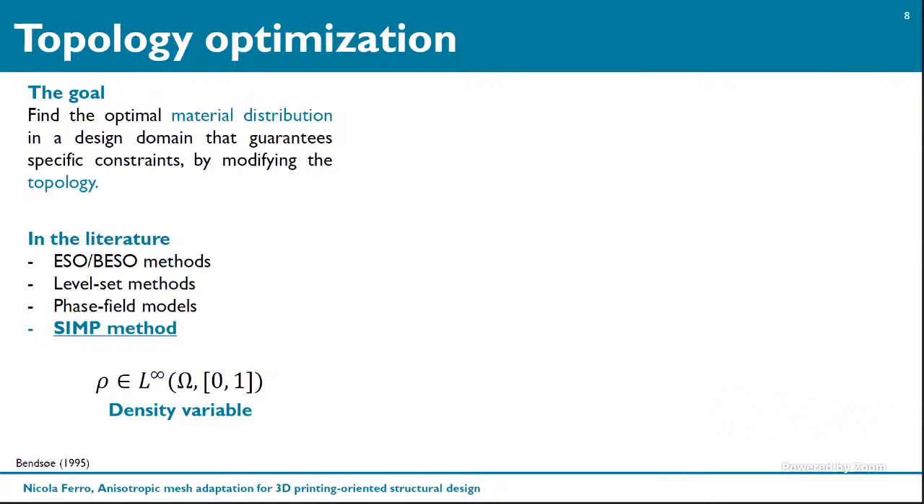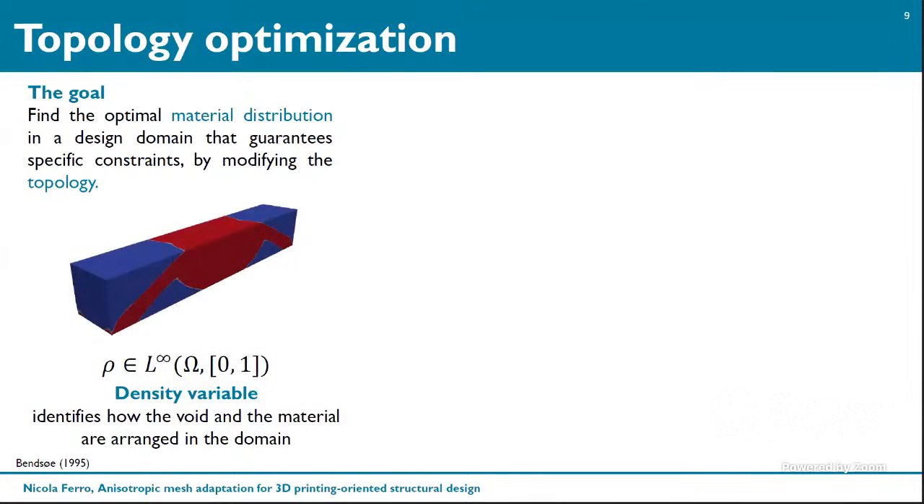Today, I will deal with the SIMP method, which is a density-based approach. And in particular, I introduce the density variable rho, which takes values in [0, 1], identifying the topology. In particular, I assume that rho is equal to 0 in the portions of the domain where we have void, while rho is equal to 1 where we have presence of full material in the design domain. In this bridge test case, you can see that the alternation between blue void and red material is such that we can identify the topology. Nevertheless, the density variable is continuous, so all the intermediate densities are accepted.